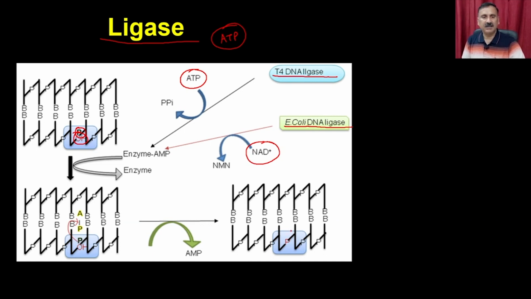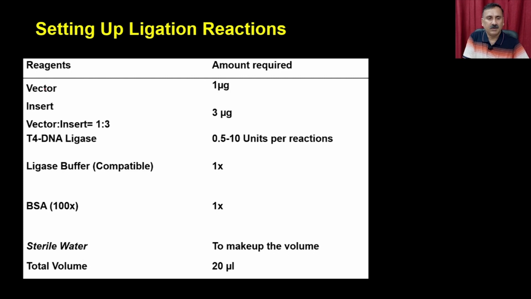Now, how are you going to set up the ligase reactions? You are going to take the two DNAs, right, the DNA vector and the insert. Then you are always going to maintain the vector to insert ratio at 1:3. This is in terms of moles, okay, it's not in terms of micrograms. So for the vector you take 1 microgram, and for the insert you take 3 micrograms. Then you add the enzyme, which is 0.5 to 10 units per reaction.